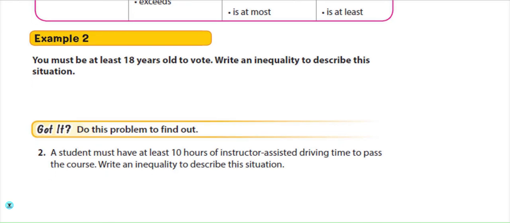It says, you must be at least 18 years old to vote. Write an inequality to describe this situation. So your age, and you need to be at least 18 years old. So can you be 18? Yes. Can you be more than 18 or less than 18? You need to be more than 18. So greater than or equal to, and then 18. So your age is greater than or equal to 18.